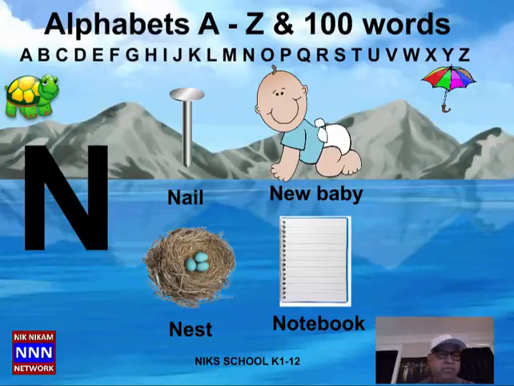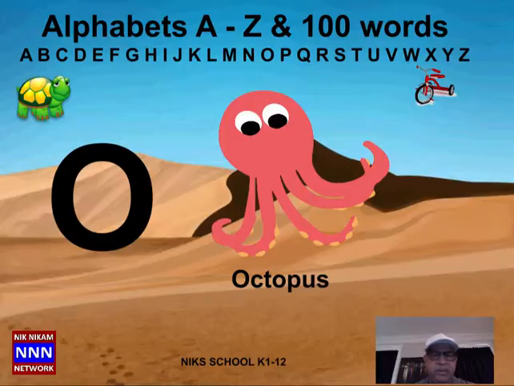Okay, let's go further now. Let's look at another letter here. Oh, this is O. This is letter O. An example for a letter O is octopus. Have you seen an octopus? Well, this is an animal that lives in the water. Octo means 8, so an octopus has 8 legs.